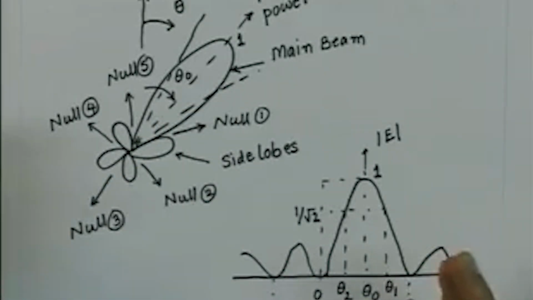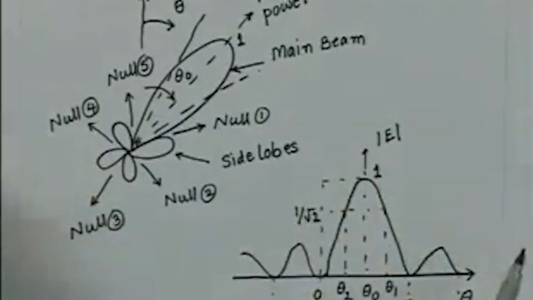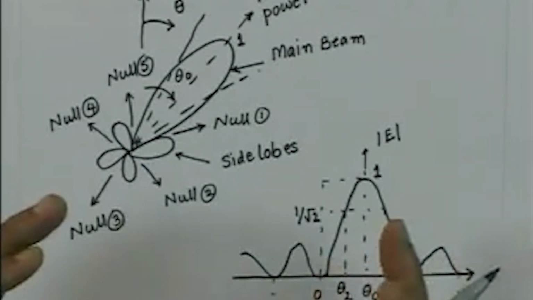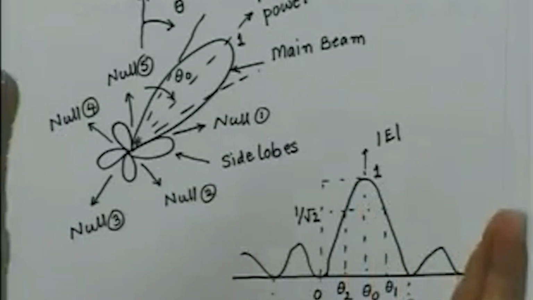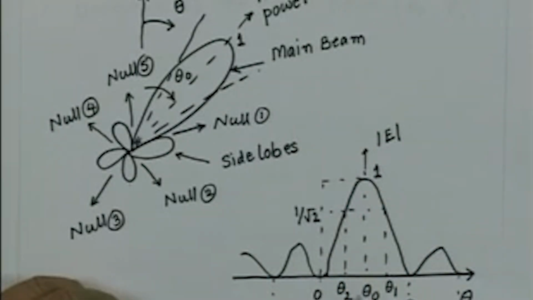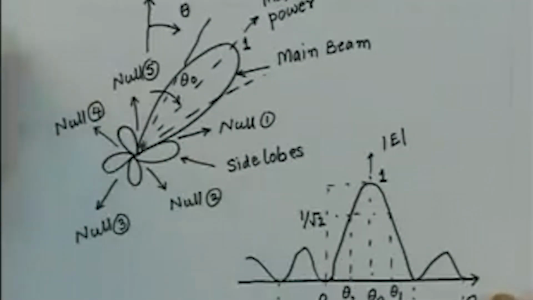So, if 50% variation of the power density is acceptable, we can say that effectively this is the angular sector over which your antenna beam is illuminating the region. The power is going effectively over this sector. So, we define this beam width, theta 1 minus theta 2, as what is called the half power beam width of the antenna, and that is the effective width over which the antenna is sending power along the main beam.